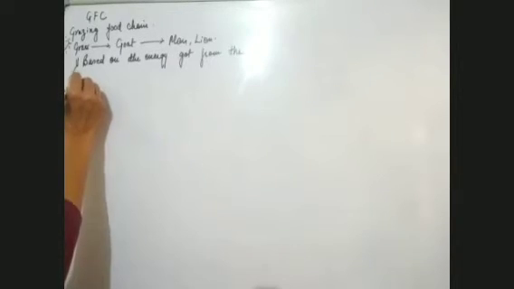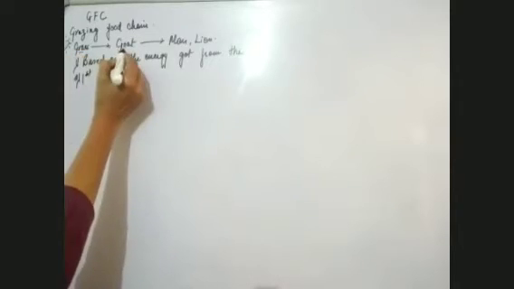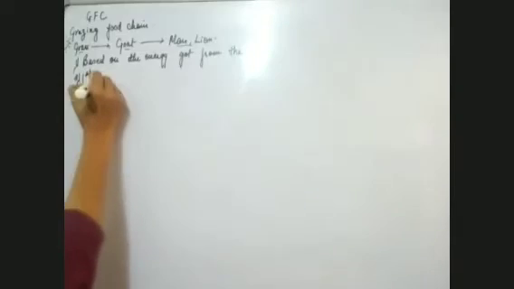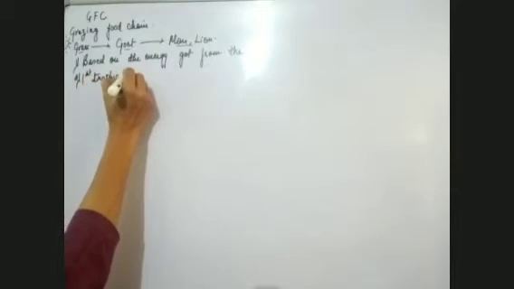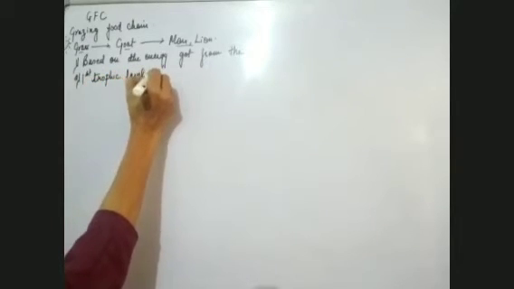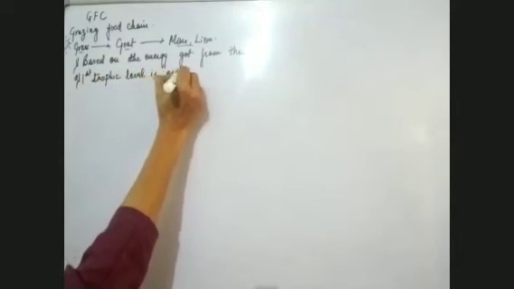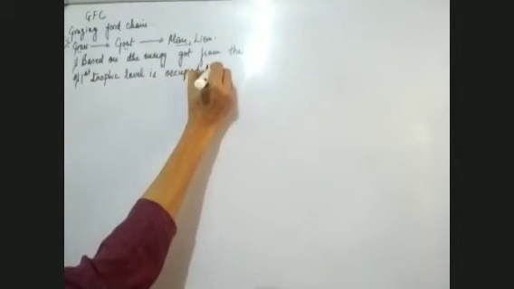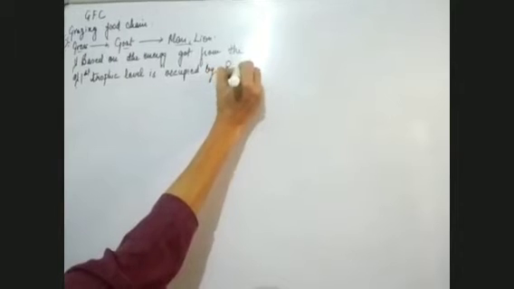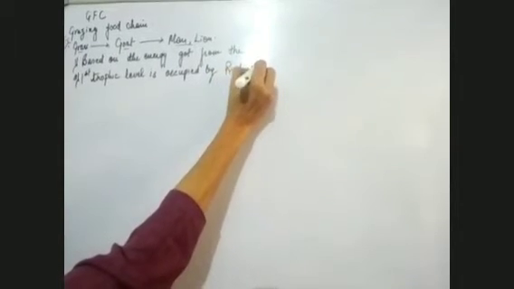The second point is the first trophic level. I told you what trophic levels are. This is one trophic level, this is the second trophic level, this is the third trophic level. So the first trophic level is occupied by producers. First trophic level is occupied by producers.